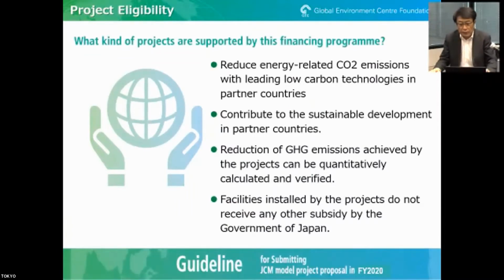From this slide, I will explain guidelines for submitting proposal of JCM model projects. There are 4 criteria for the project to be supported by this program. First, projects need to reduce energy-related CO2 emissions with leading low carbon technologies in partner countries. Secondly, projects should contribute to the sustainable development in partner countries. Thirdly, reduction of GHG emissions achieved by the projects can be quantitatively calculated, in other words, measurable and can be verified.